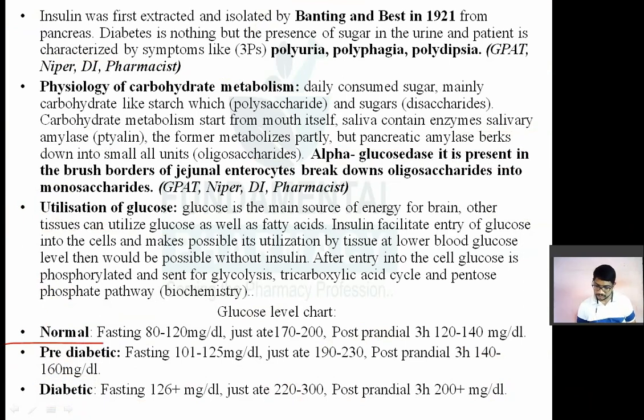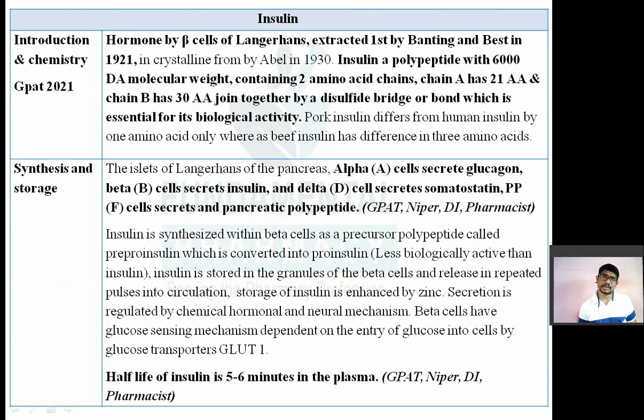Now we'll see the next, insulin. What is insulin? It is a hormone secreted by the beta cells of the islets of Langerhans. It was first isolated in 1921 by Banting and Best from an extract of pancreas. This hormone was again isolated in crystalline form by Abel in 1930. So Banting and Best first isolated this hormone from the pancreas in solution form, and in crystalline form, Abel isolated it in 1930.